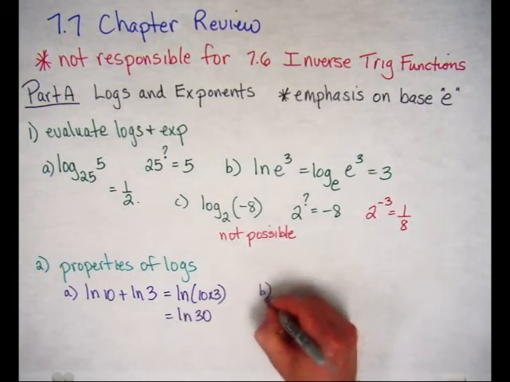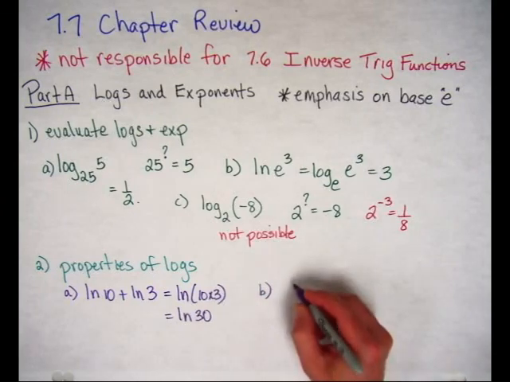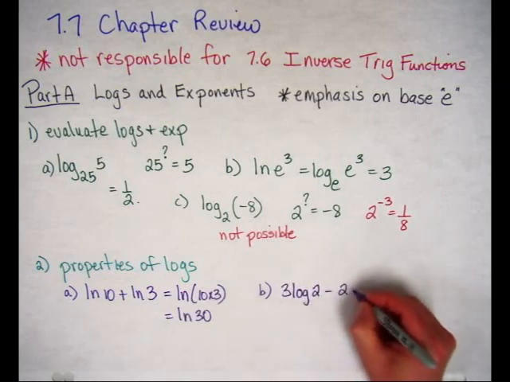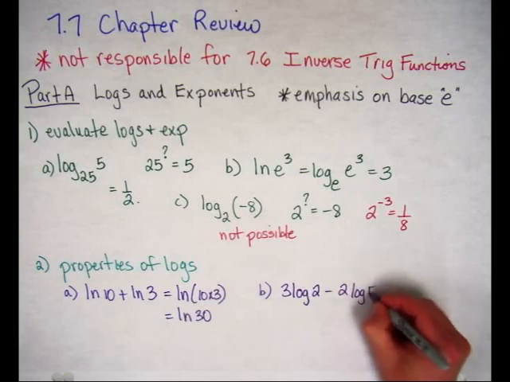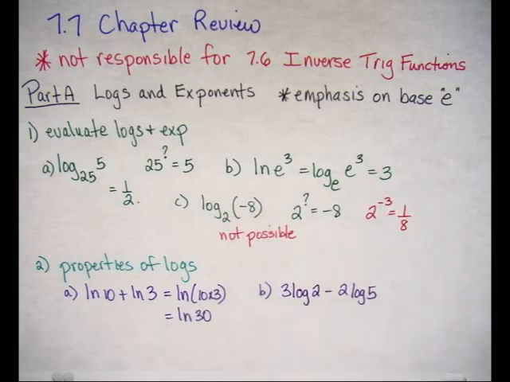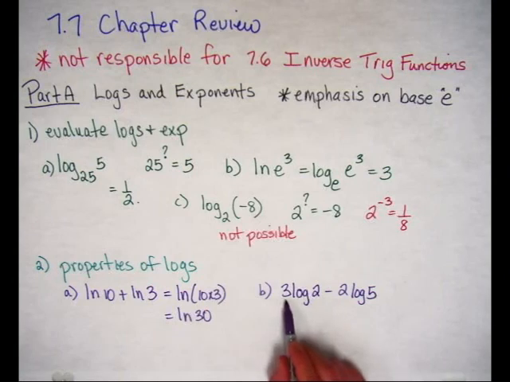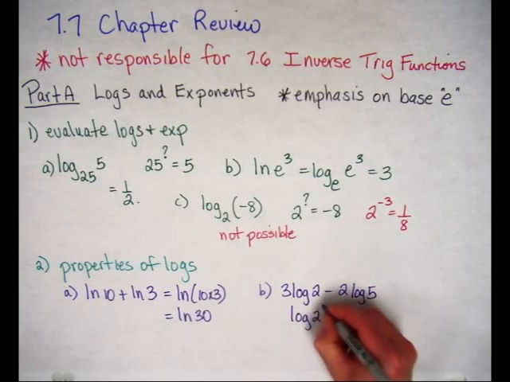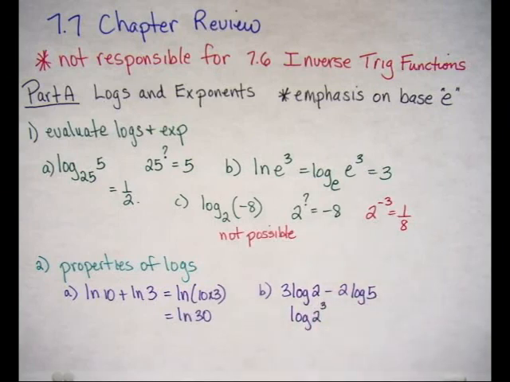Another example that combines the other two laws, if you had 3 log 2 minus 2 log 5, and I wanted you to write that as a single logarithm. This question is showing you the other two properties of logs. If you have a number in front of a logarithm, a product, that number becomes the power of the argument. So this would be the log of 2 cubed. You'll notice that this logarithm is not the natural log, and because it doesn't have a base, this is called the common logarithm, or base 10.